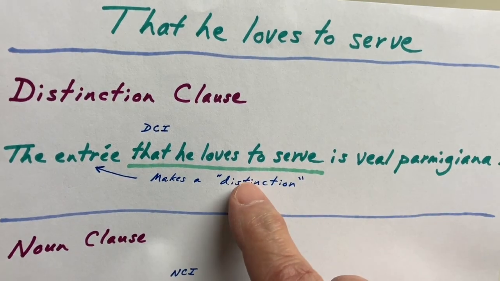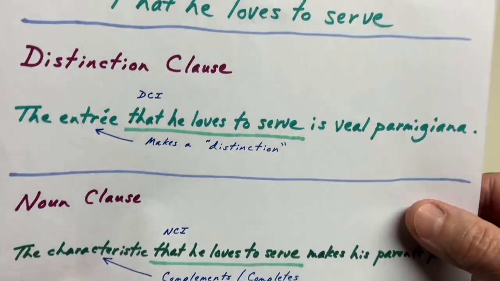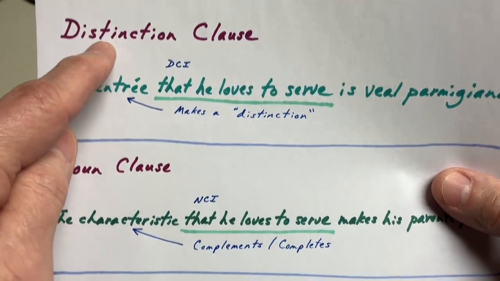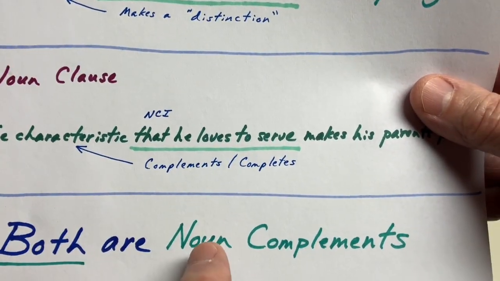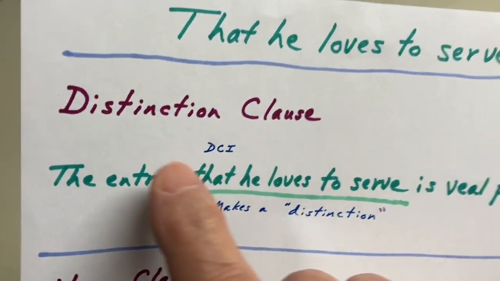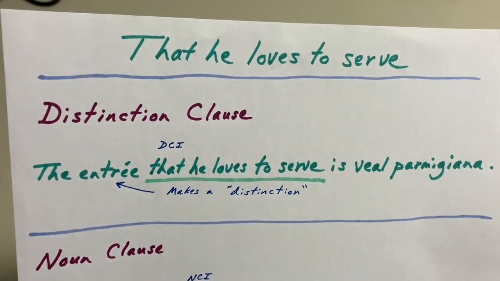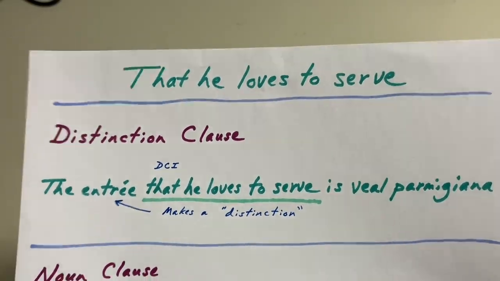It's making a distinction. But if you watched my other videos, you will know that this distinction clause is actually functioning as a noun complement, okay? It's a distinction clause, the structure, but it's functioning as a noun complement. You can see that in my previous videos, okay?